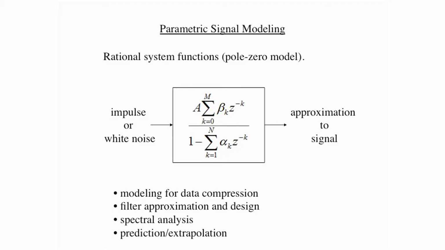So this is called an ARMA model. ARMA stands for autoregressive moving average. And that's terminology that goes back to the early days of time series analysis. The moving average part of it is the FIR part, which is the numerator. And the autoregressive is the IIR part. Autoregressive meaning that when you write that difference equation, the next value of the output depends on previous values of the output. That's why it's called autoregressive.